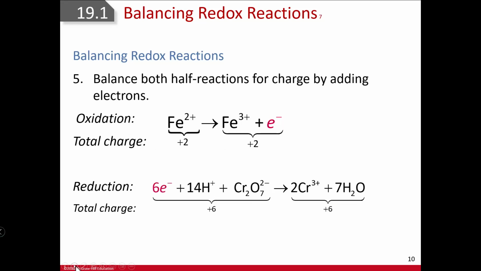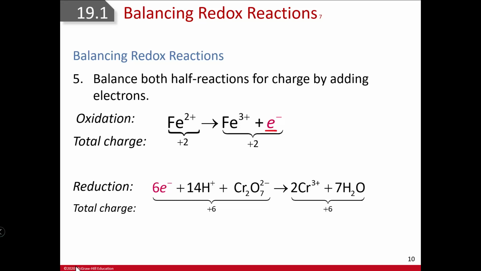Now we balance the charge, like how many electrons were lost by the substance or how many electrons were gained by the substance. So we can see here that iron was 2 positive, went to 3 positive, so it's been oxidized and it lost an electron. If you see electrons on the product side, that means there's a loss of electrons by that substance. That tells you it's an oxidation half reaction.